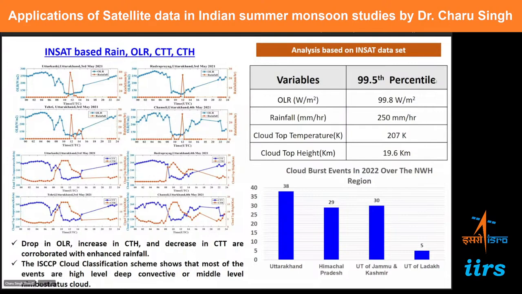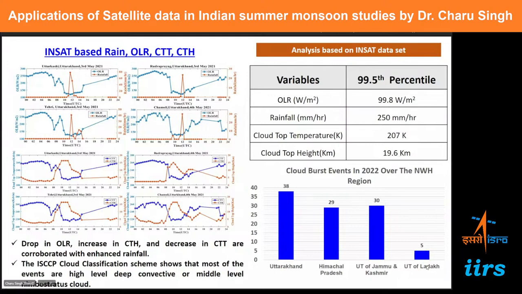So based on the high quantiles, we note that outgoing longwave radiation of the order of 100 watt per meter square is associated with 250 millimeter per hour rainfall in this region, particularly the mountainous region of the Himalayas, Uttarakhand and Himachal Pradesh, where the cloud top temperature can go as low as 207 Kelvin and cloud top height can go as high as 19.6 kilometer, or approximately 20 kilometer.